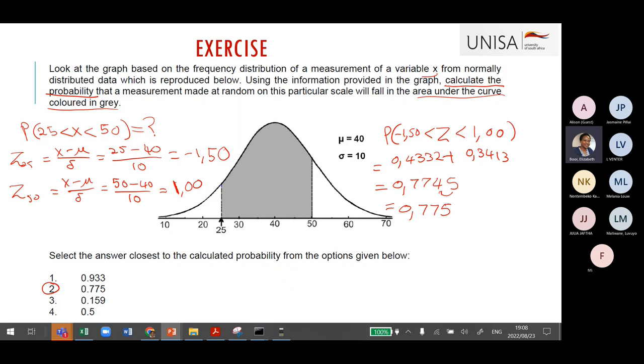You need to be able to round off correctly in your module, so you need to learn about rounding off as well. If the number to the right of where you want to round off to is greater than or equal to 5, you add 1. If it's less than 5, you do nothing. So if the answer here was 0.7743, we would just leave the answer as 0.774.